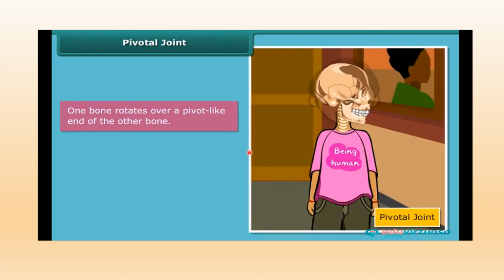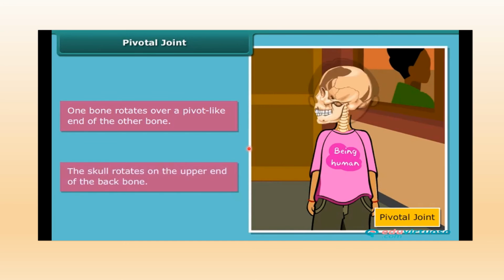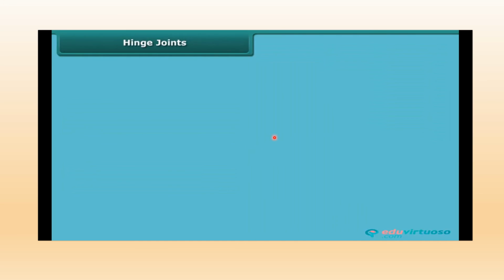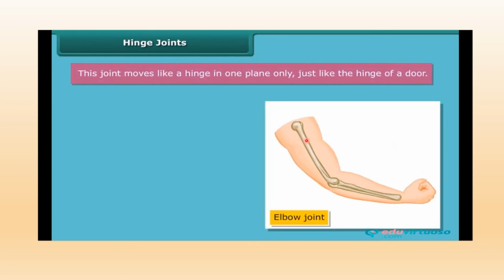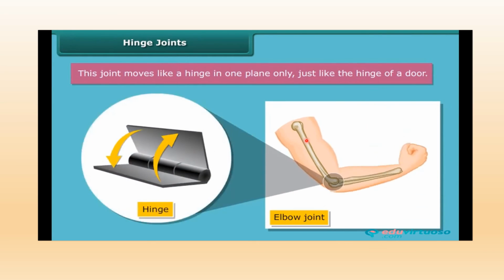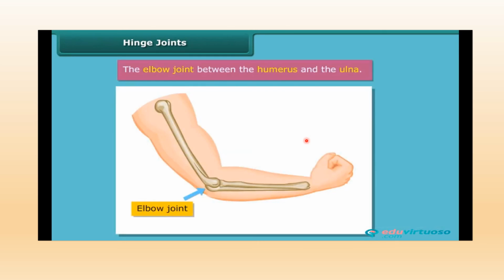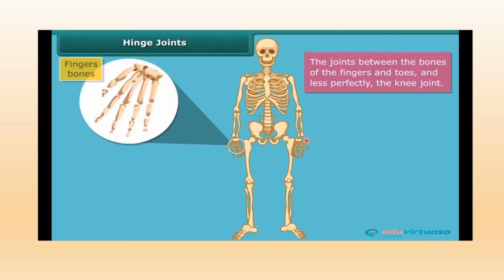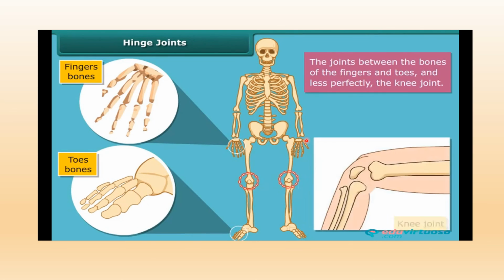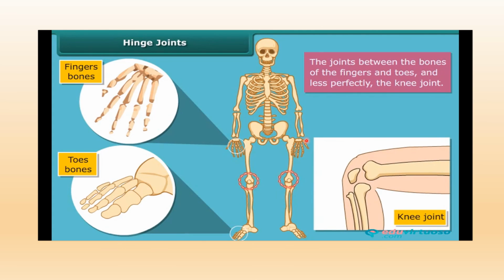Now we come to the pivotal joint. The bone rotates over a pivot-like end of the other bone. This is how it rotates. And the skull rotates on the upper end of the backbone. Now hinge joint. The joint moves like a hinge in one plane only, just like the hinge of a door. The elbow joint between the humerus and the ulna is called a hinge joint. The joints between the bones of the fingers and the toes, and less perfectly the knee joint. Now fingers and toes, these are gliding joints, and this is a hinge joint.